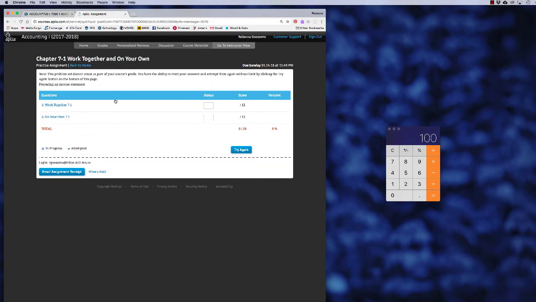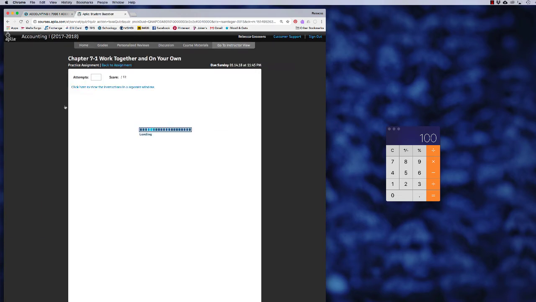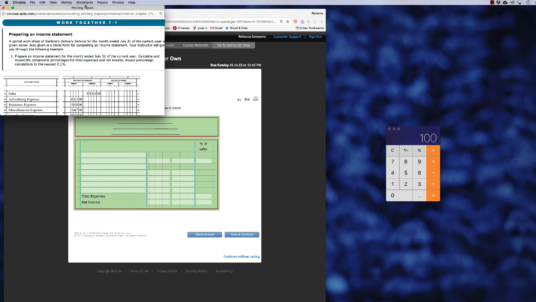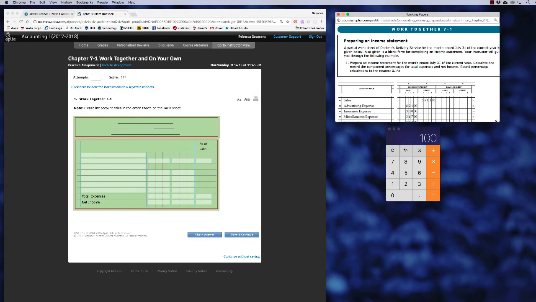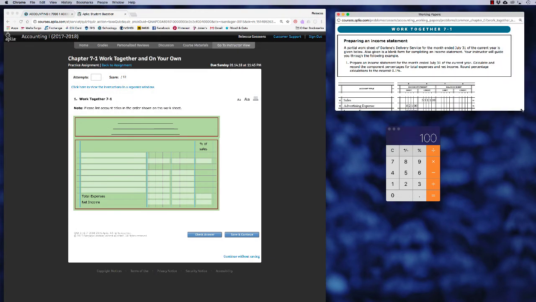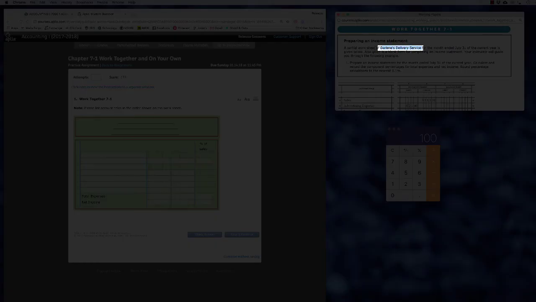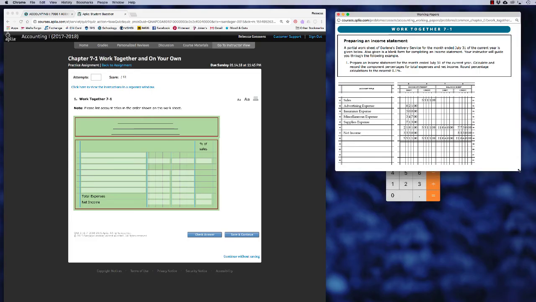And once you've done that, we're going to head over to Aplia and do the working together. So you can start by opening up your instructions in the separate window, and I'll just pull them up over here. And it's telling us that we're going to be creating an income statement for the month ended July 31st. And it does tell us that we are using Darlene's delivery service. And then if we expand our instructions, it's going to give us the partial worksheet instead of making us look at the full thing. Again, it's cropped it so we just see that income statement column.